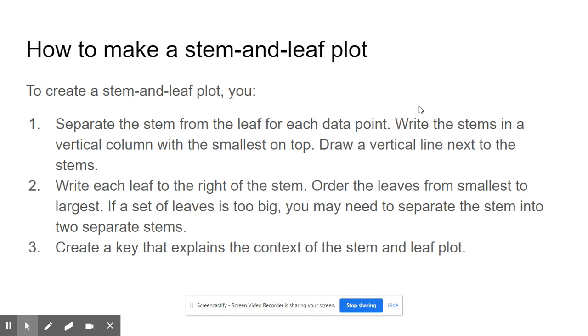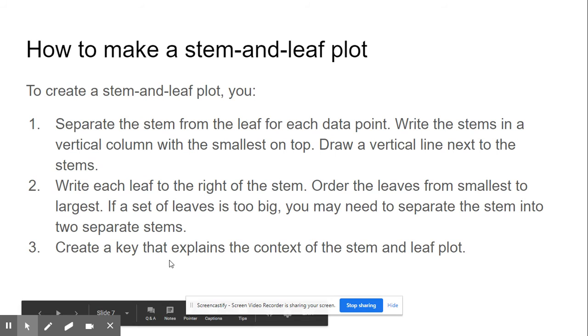To create a stem and leaf plot, you first separate the stem from the leaf for each data point. You write the stems in a vertical column with the smallest on top and draw a vertical line next to the stems. Next, you write each leaf to the right of the stem. You order the leaves from smallest to largest. If a set of leaves is too big, you may need to separate the stem into two separate stems. And finally, you create a key that explains the context of the stem and leaf plot.